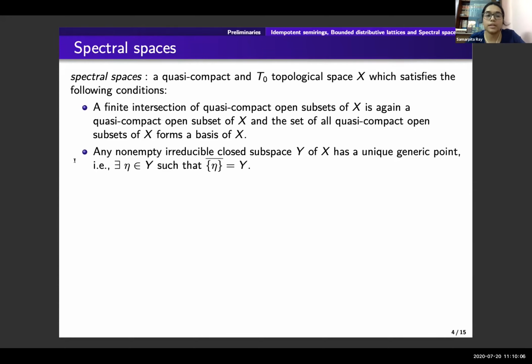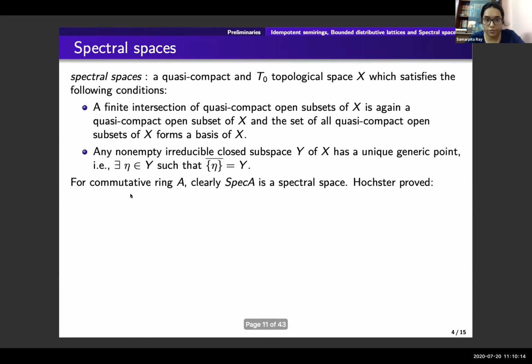If you're familiar with affine schemes, or the Zariski topology on the prime spectrum of a ring, you'd have already noticed that this is what the spectrum of any ring endowed with the Zariski topology will satisfy. But Hochster proved that the converse is also true.